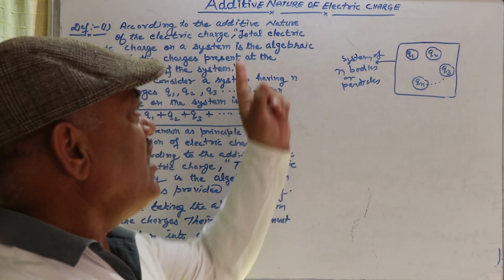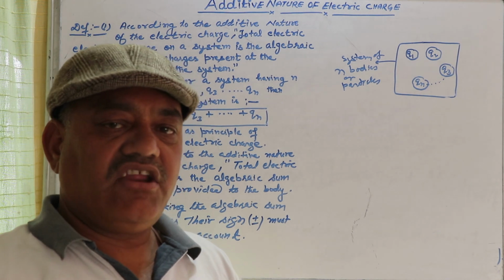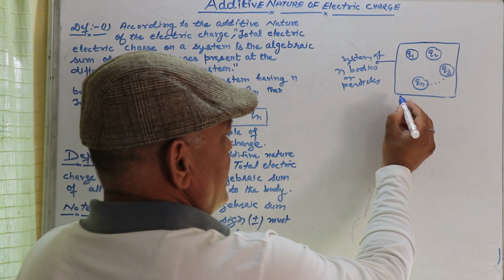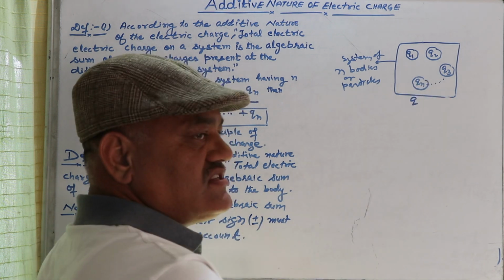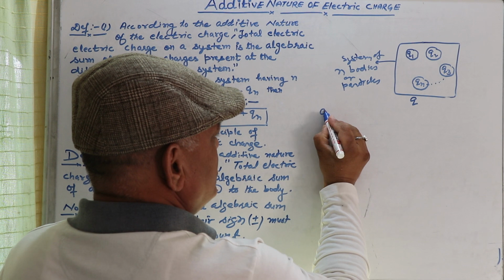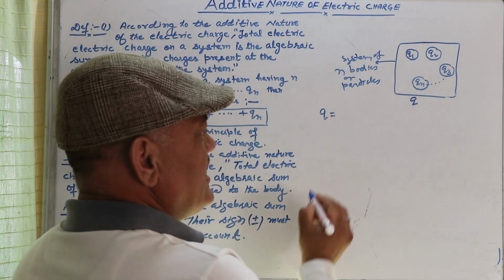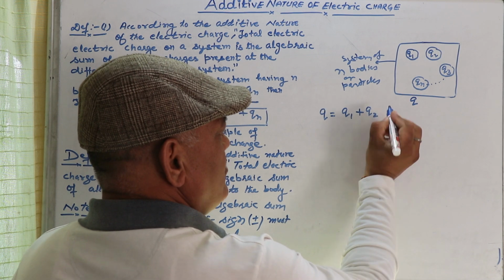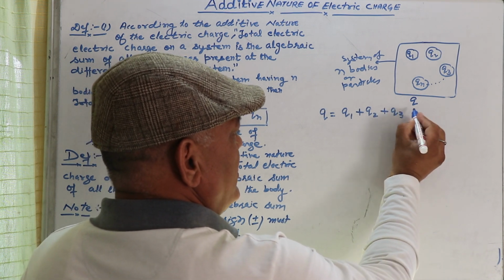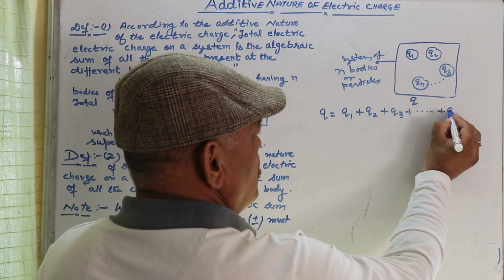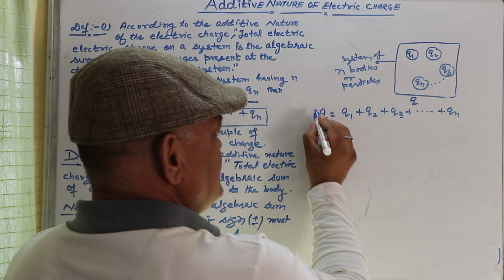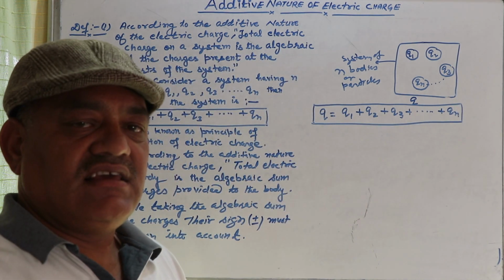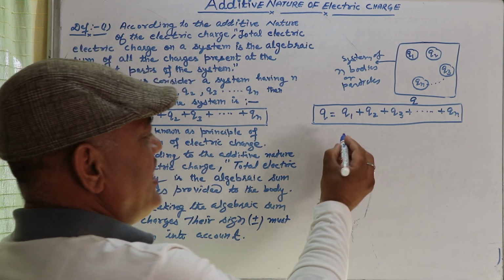Then, according to the definition of the additive nature of electric charge, consider the total charge on this system is Q. So Q is equal to the charge on the first body plus charge on the second body plus charge on the third body, and so on up to the charge on the nth body. And this is also known as the law of superposition of electric charge.